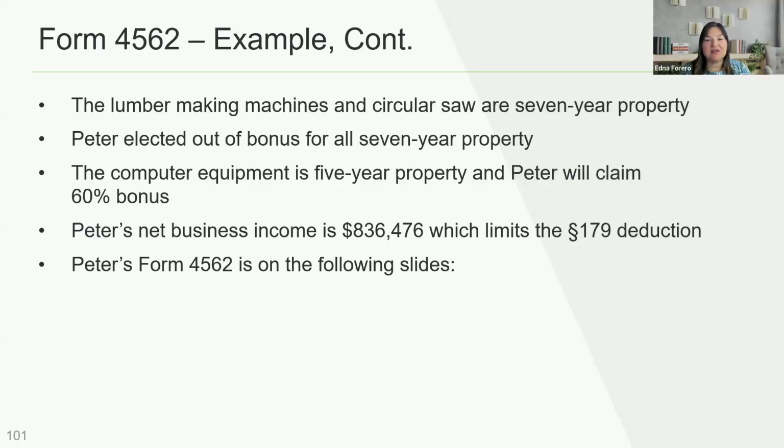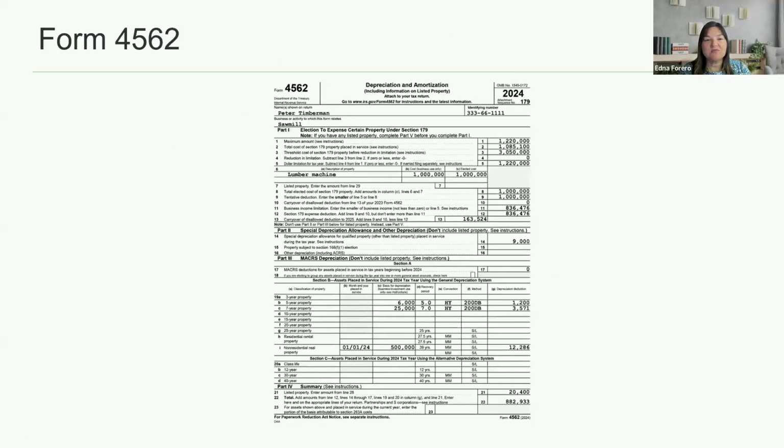Now we're going to look at his Form 4562 for that. If you look at this form, you'll see that in Part 1, it lists his income amount, the maximum amount he can take, and the total cost of the equipment. We're also going to look at the machine itself, listed at $1 million. Part 2 looks at any special depreciation that we have, and then Part 3 looks at the depreciation for MACRS. Then we continue on to show the different information on each single property and the class lives.